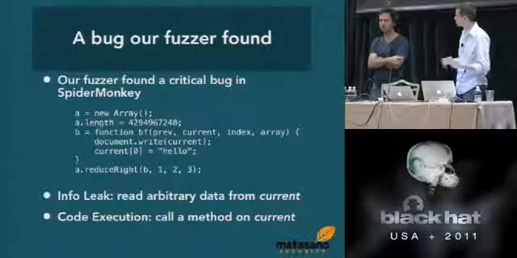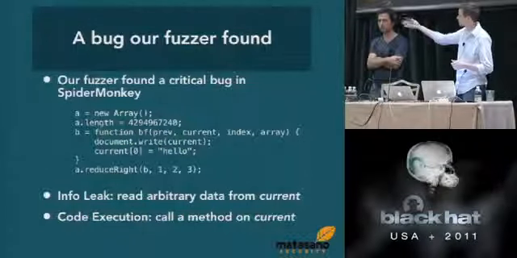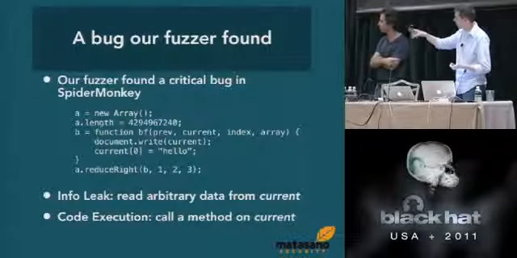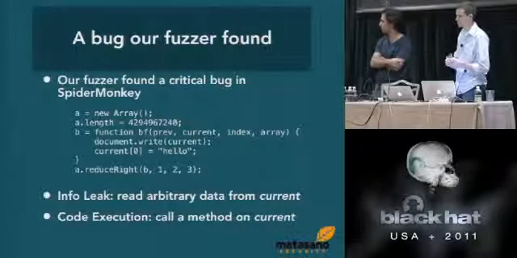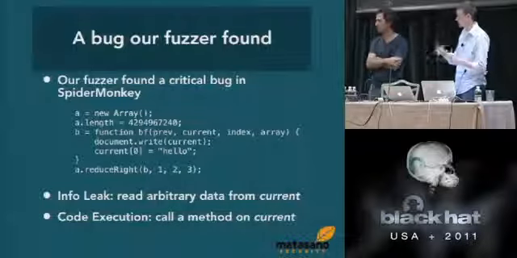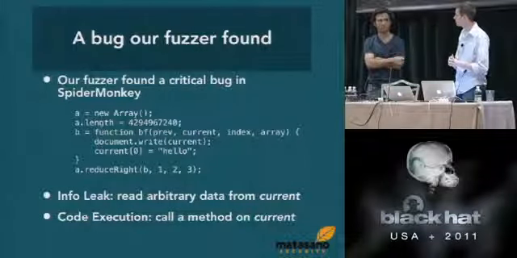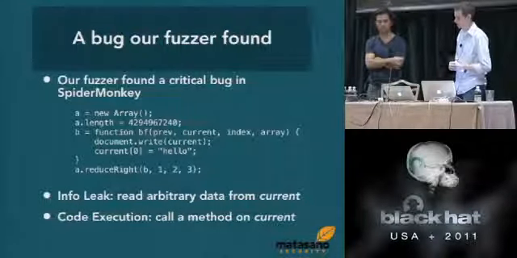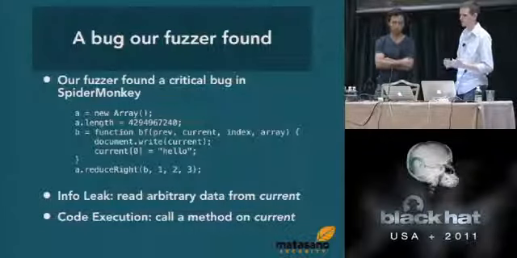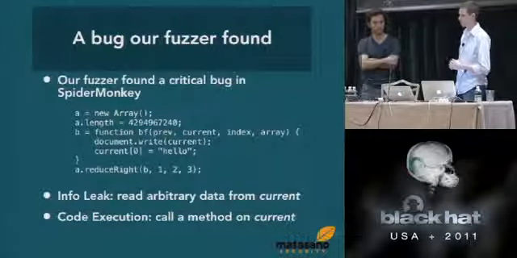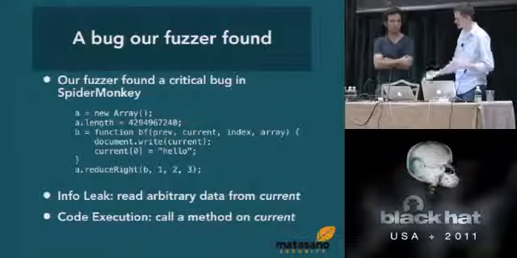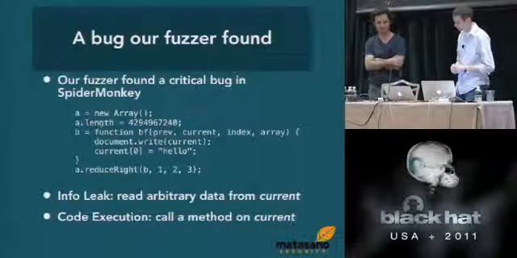The cool thing about this bug was that in that callback, you could either read from the current argument and get an arbitrary info leak from hundreds of thousands of different spots in memory, or you could get arbitrary code execution by just calling a method off of that current argument. So this was a really cool bug that we played with, using the JIT to exploit it because the pages were readable, writable, and executable. So we consider our fuzzer a success for this bug alone.